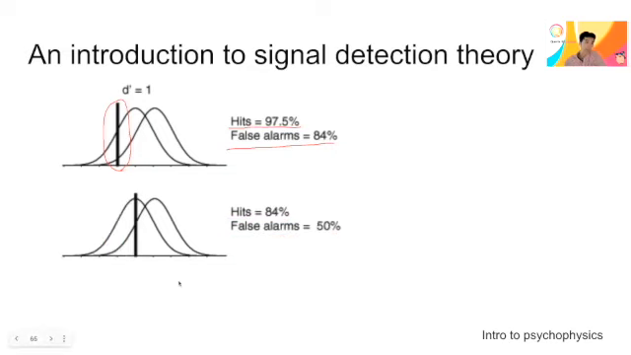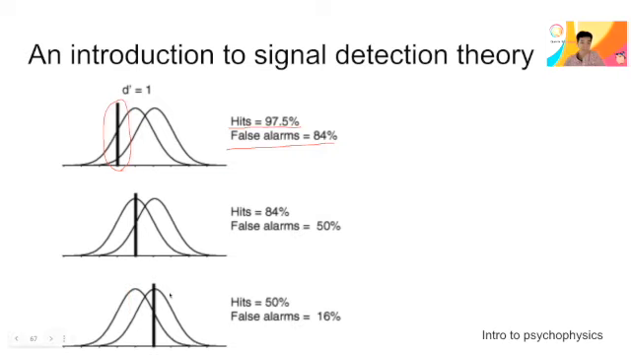Now, if there's another subject who sets the criterion a little bit higher, then he loses a bit of the hits, but reduces the false alarms quite a bit. And if he raises the criterion further, then hits can be 50%, but the false alarms reduce. In this case, if you are just counting the number of correct responses, you might be misled by 97% or 84% or 50%. We also need to think about correct rejection, but roughly speaking, this is the problem of the criterion.